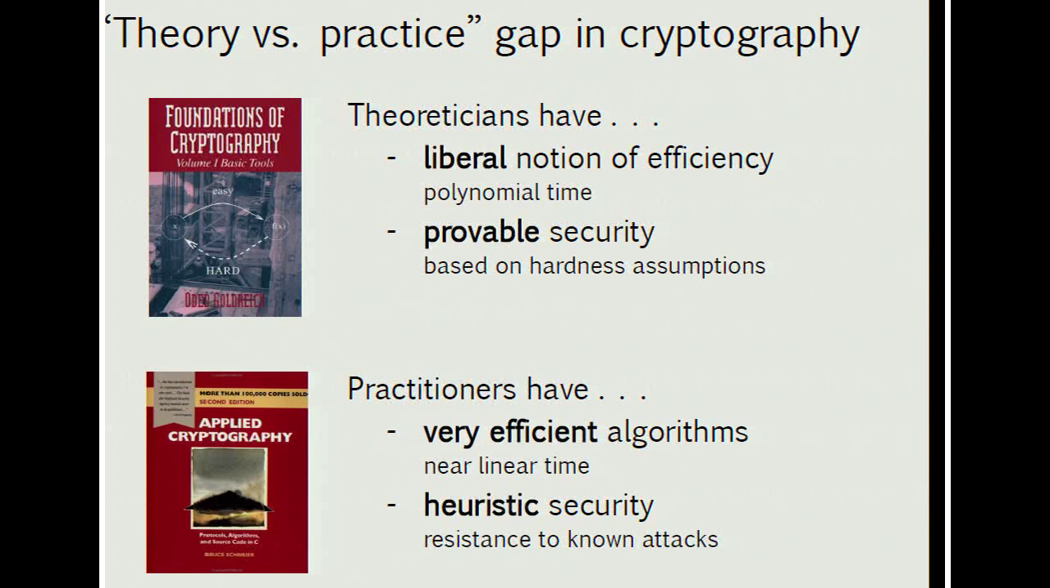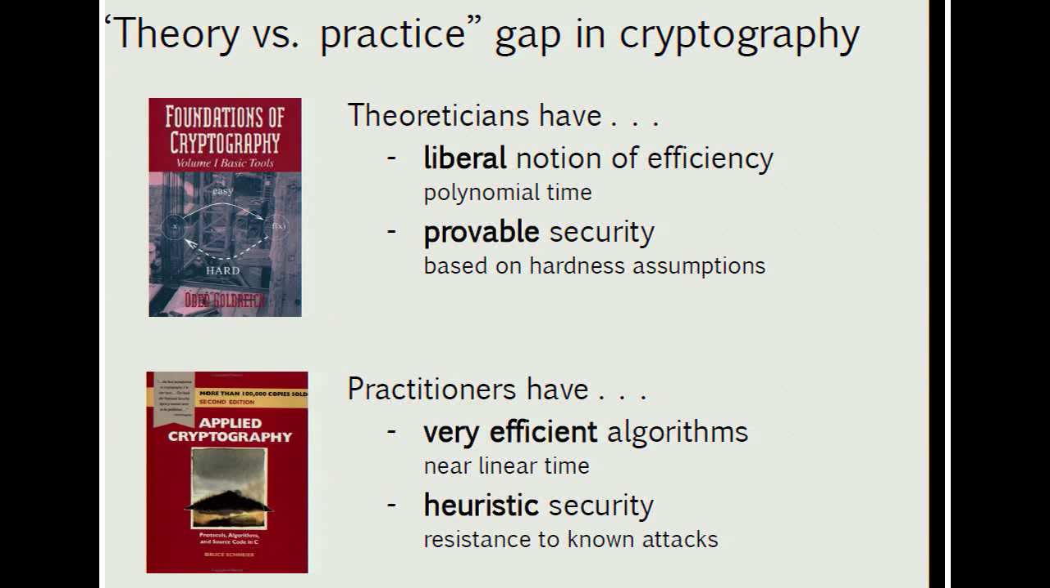So in this talk, at least to start, I want to highlight a gap in the field of cryptography, and specifically a gap between the way that the theory community views things and the way that the practitioner community views things. In the theory community, there's a relatively liberal notion of efficiency. Polynomial time is the standard benchmark, and the security goals that people hope to achieve are usually quite strong. A common thing is a reduction to some hard problem like the hardness of factoring.